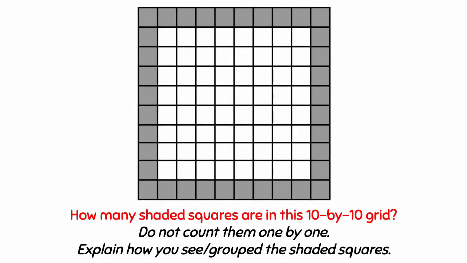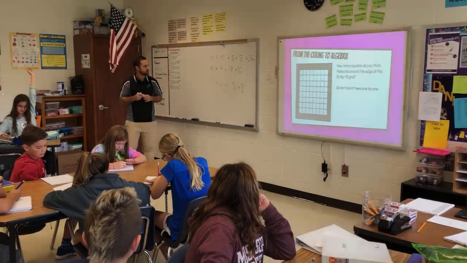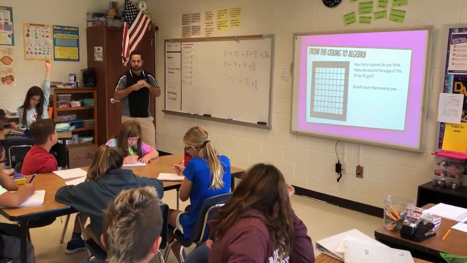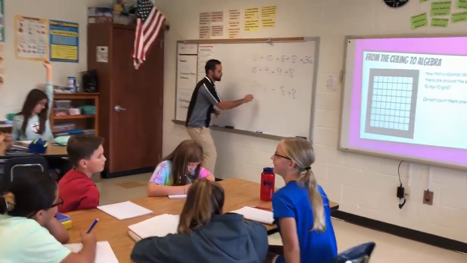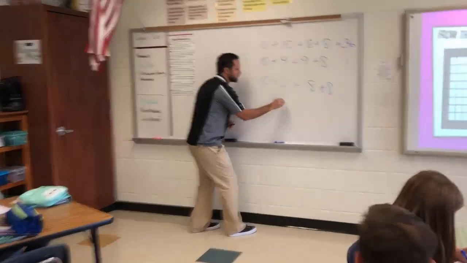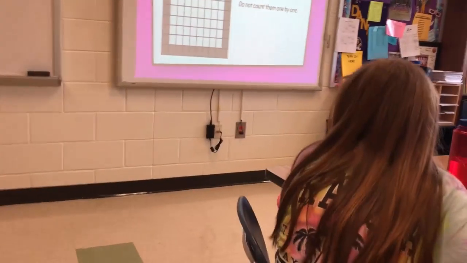How many shaded squares are in this 10 by 10 grid? Do not count them one by one. Pause the video here and reflect on how you grouped the shaded squares. This is an adaptation of a Marilyn Burns task that we use to help students connect pictorial representations to expressions, first arithmetic and then algebraic.